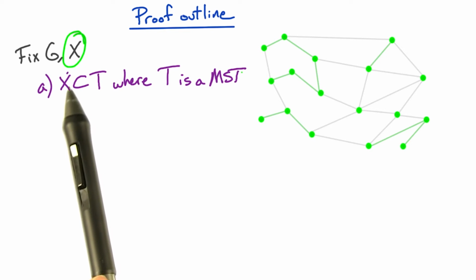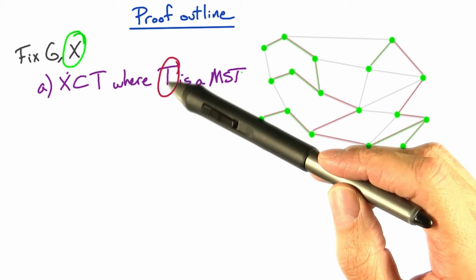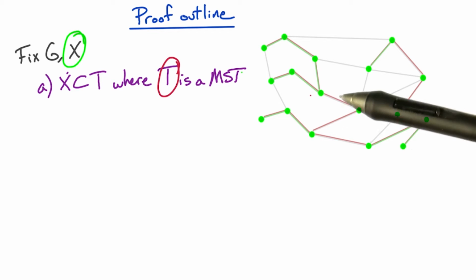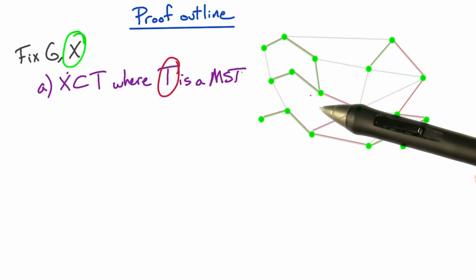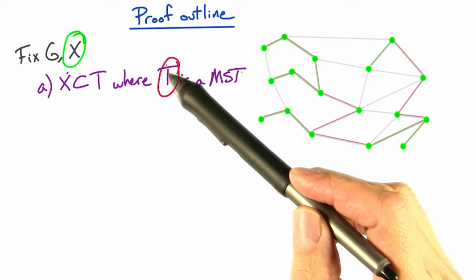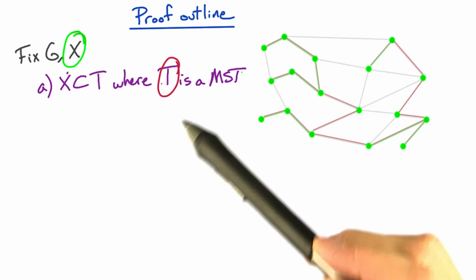Now our assumption is that X is a subset of T, where T is an MST. Let's mark this tree T via the red edges. Now we don't know these red edges. We don't know this MST T, but we know there exists such a tree T. So even though our algorithm doesn't know this tree T, we can use it in the proof because we're assuming the existence of this tree T.